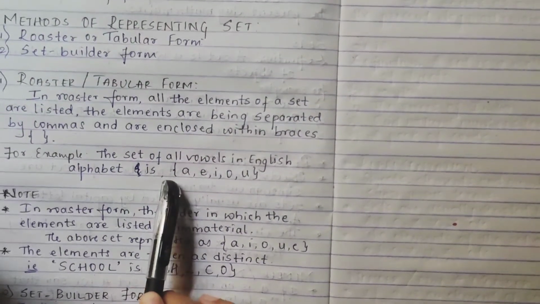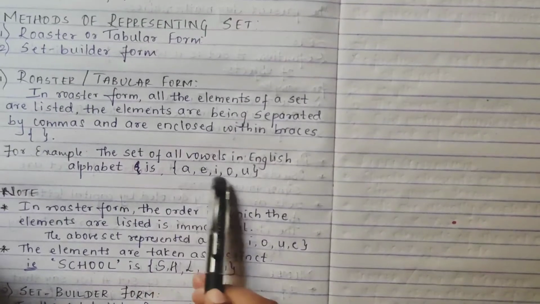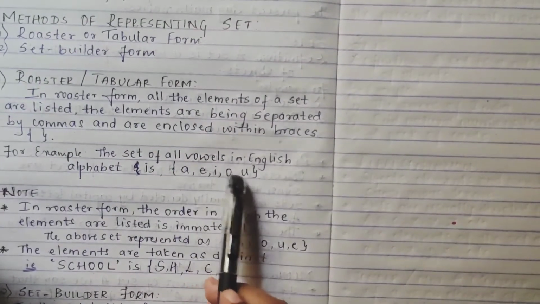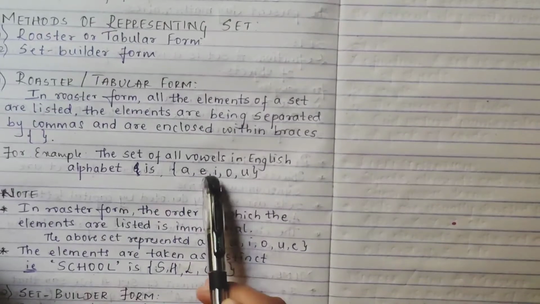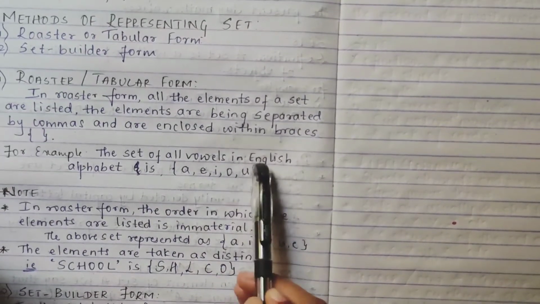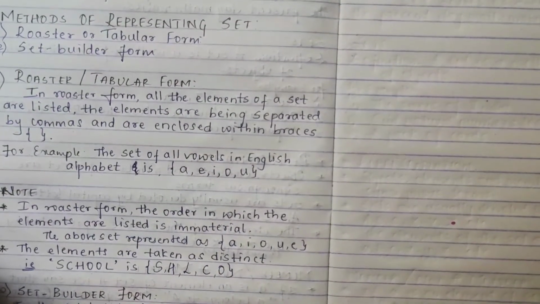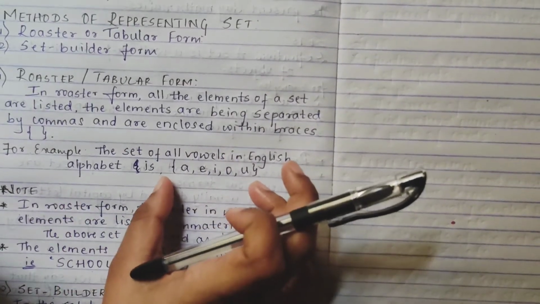You should start with a brace. Okay, you start with a brace and write the vowels. Vowels are what? A, E, I, O, U, right? But they are separated with what? Commas, and again closed with the other brace. So this in short is the roster form.